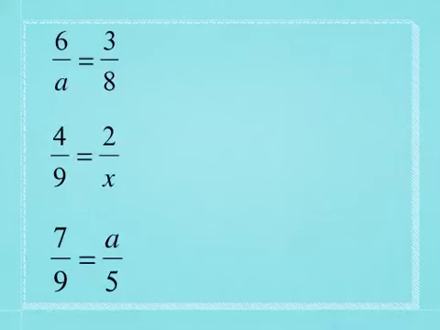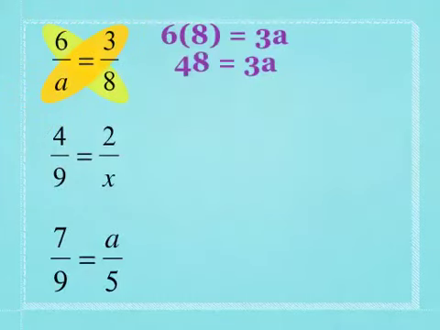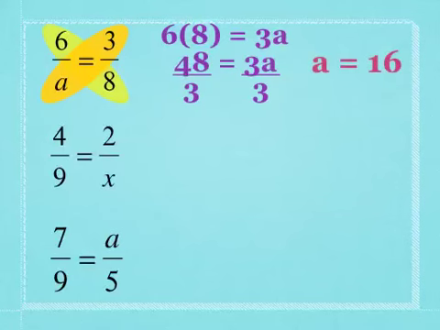To solve the proportion 6 over 8 equals 3 over 8, I'm going to cross multiply 6 times 8, set it equal to a times 3. 6 times 8 is 48 equals 3a. Go ahead and divide both sides by 3, and you get 16 equals a, or a equals 16.